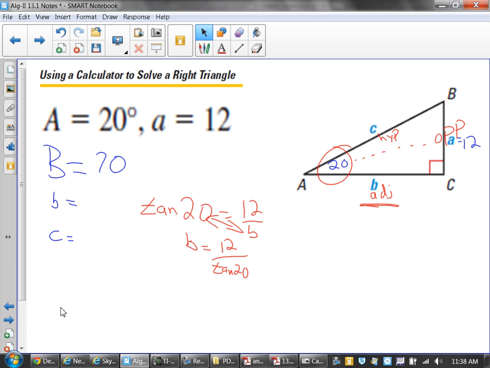All right. Now, if I wanted to find the hypotenuse, what trig function am I going to do when I have the opposite and I want to find the hypotenuse? Sine. I'm going to do the sine. Very good. So the sine of the angle.